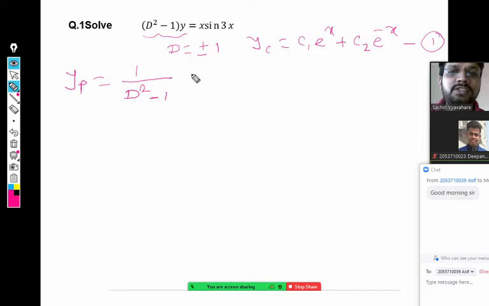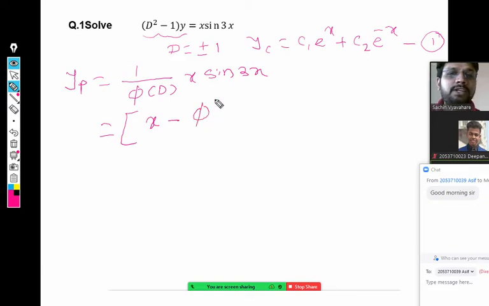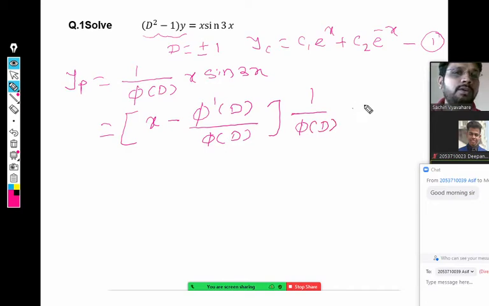of x sine 3x. I'll write it in the form of phi D first, because this becomes simple for us to write the formula: 1 upon phi D of x sine 3x. Now the formula says it is x into v form. The important thing is observation again. So it is fitting in case number 6, x into v. The formula says it is x minus phi dash D upon phi of D, into 1 upon phi D of v.